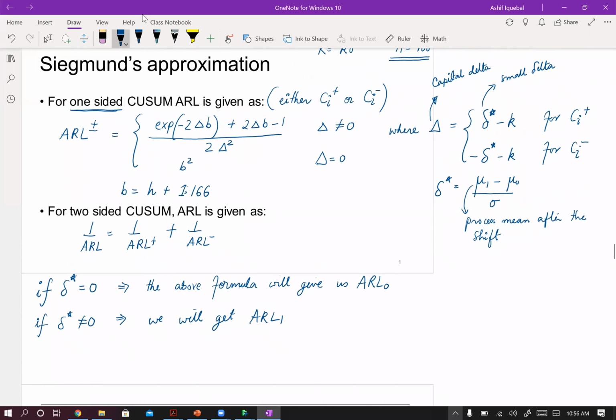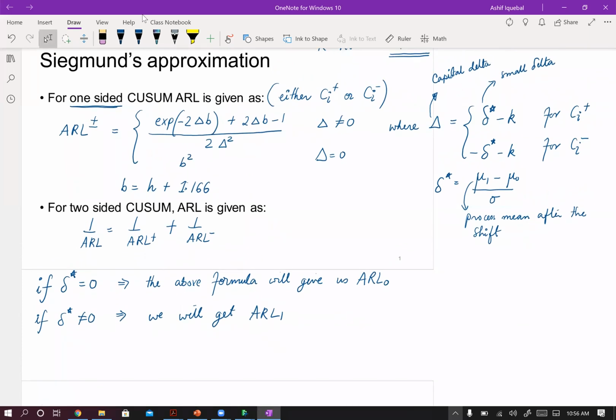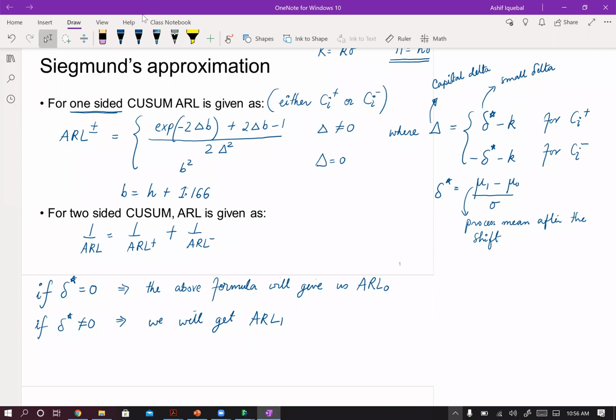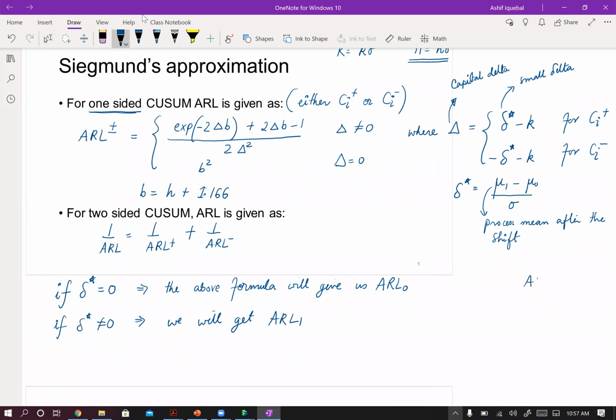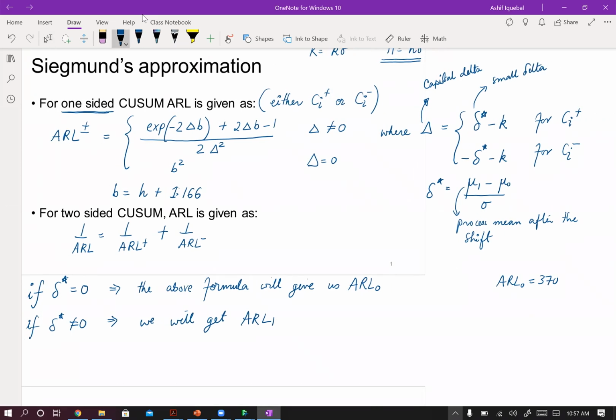Now, why is this important? This is important because whenever you are trying to develop your control limits, it depends on the value of ARL 0. ARL 0 is something that you control, right? When we were looking at Shewhart control charts, we said that we want a value of ARL 0 equal to 370. So when you want ARL 0 equal to 370, we know the alpha error, right? Alpha error was 1 by ARL 0, and this turned out to be 0.0027.